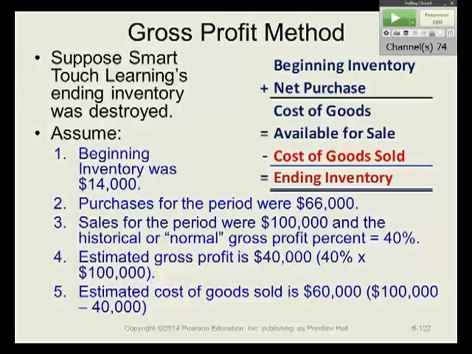You remember we calculated gross profit percentages. What if your company operates on a 40% profit margin for the last 5 years? I'd be able to take 40% of sales, and that would be my gross profit. And if I subtract that, and I'll show you some numbers in a second, that could give me my estimated cost of goods sold. So this is going to be based on historical or past experience.